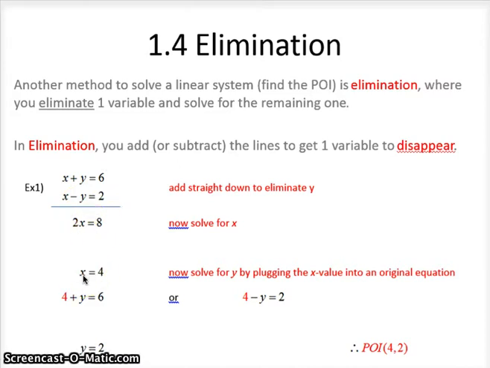We can then substitute that value back into one of the original equations, either into x plus y equals 6 or into x minus y equals 2, and solve for y. So subtracting 4, we get y equals 2. Here we can either subtract 4 and then divide by -1, or we could add a y and subtract a 2. Either way, we still get the x value of 4 and the y value of 2.